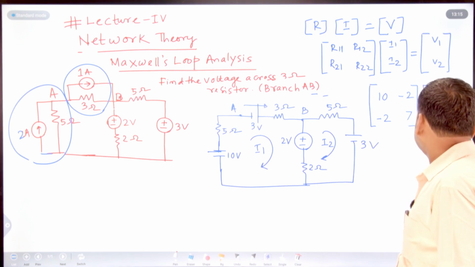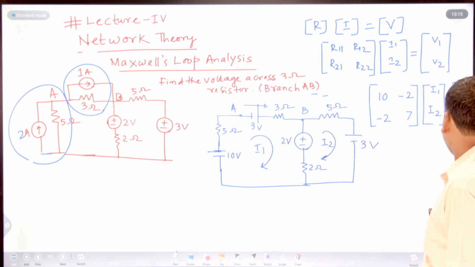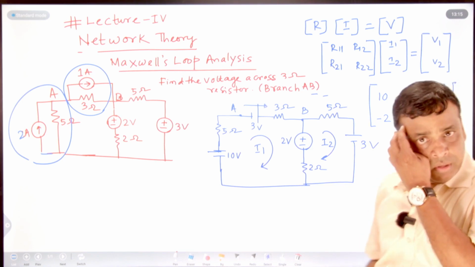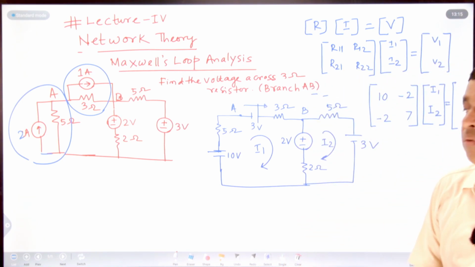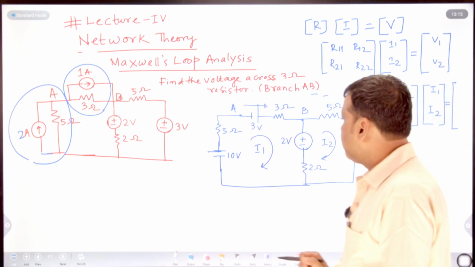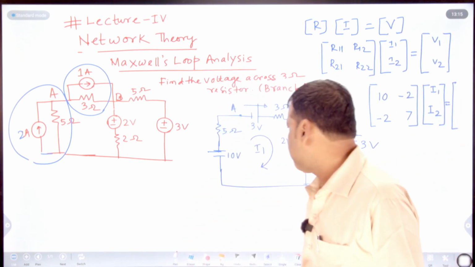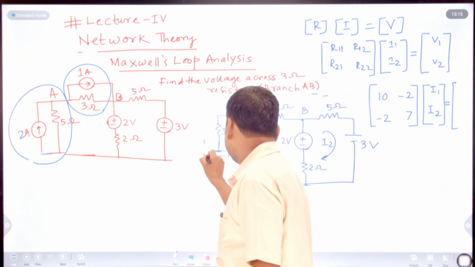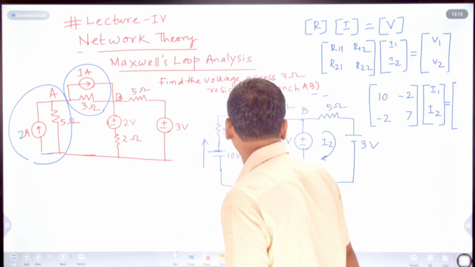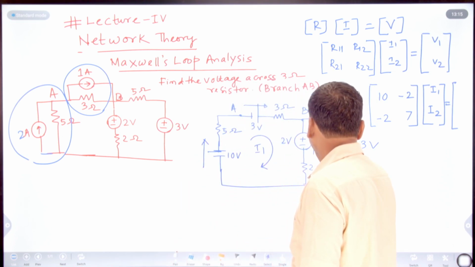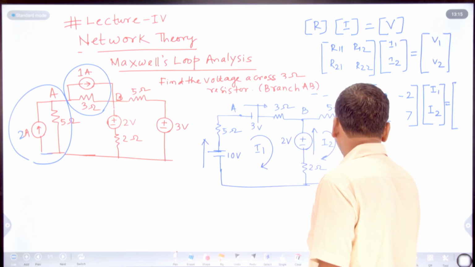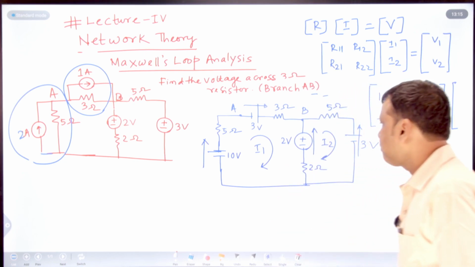And the current matrix, let this be I1 and this be I2, equal to the net voltage. Tell me the net voltage. Already I told you, if the direction of current is the same as the voltage, that will be plus. Here the direction of the voltage source is from minus to plus, like this. Here also the direction of the voltage source is like this, and here also.